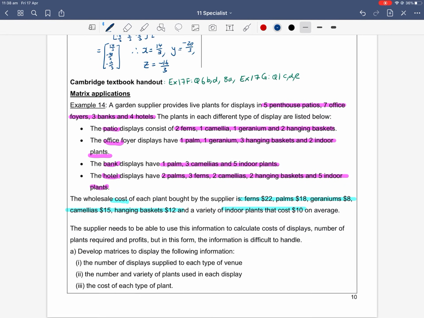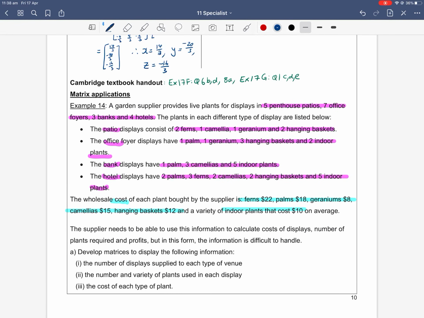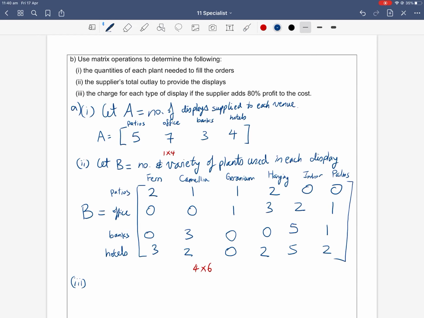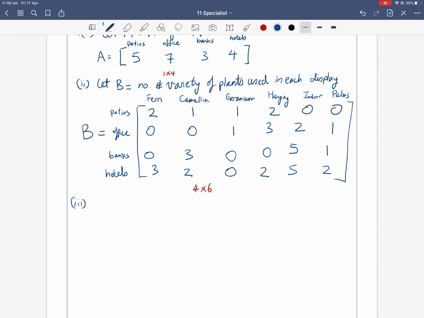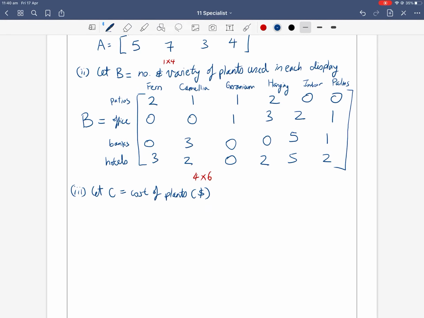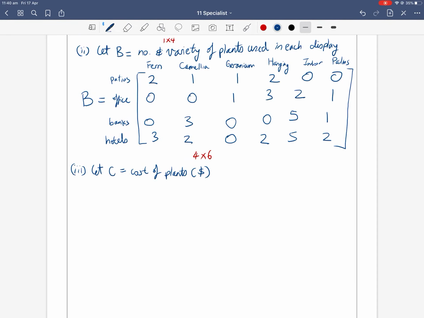Okay, part C. Part C is saying write down the matrix for the cost of each plant. Okay, so that's where the last sentence comes in. So ferns cost $22, palms is 18, geraniums is 8, camellias is 15, hanging baskets is 12, and indoor plants is 10. All right. So let C equal cost of plants, bracket dollar symbol. Make sure you have units because cost has units.